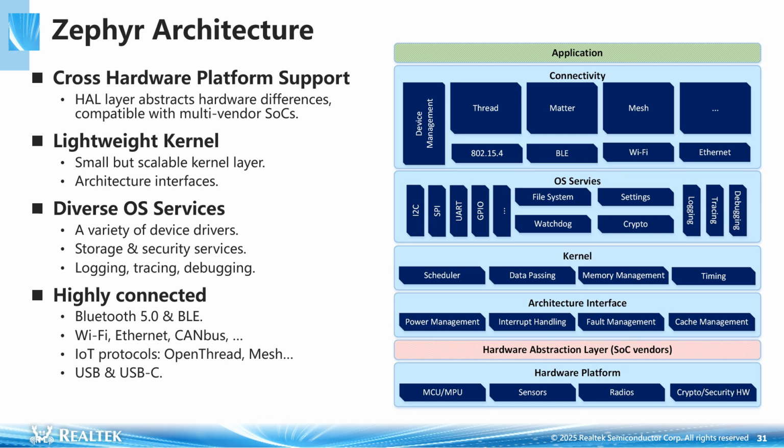Moving up, the OS services layer offers diverse services including device drivers, storage and security services, as well as logging, tracing, and debugging tools. Before the final application layer, we have connectivity layer. You will find that Zephyr is highly connected, offering support for Bluetooth 5.0 and BLE, Wi-Fi, Ethernet, CAN bus, and various IoT protocols like OpenThread and Mesh. It also supports USB and USB-C, ensuring broad connectivity options for developers. This architectural design makes Zephyr an excellent choice for developing complex, interconnected systems across various hardware platforms.